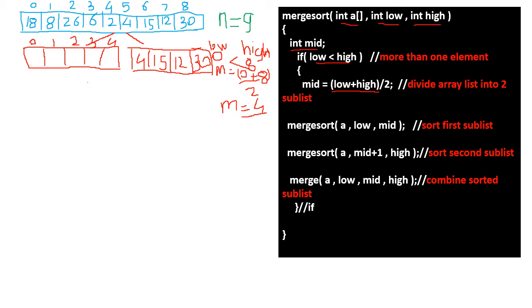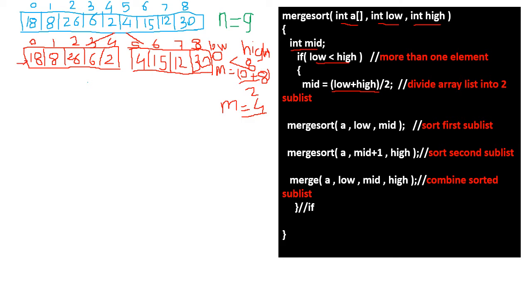That is, the indices are 5, 6, 7 and 8. After that, again apply the same logic on these sublists. This is our left sublist and this is our right sublist. Then again apply the same logic for this left sublist.